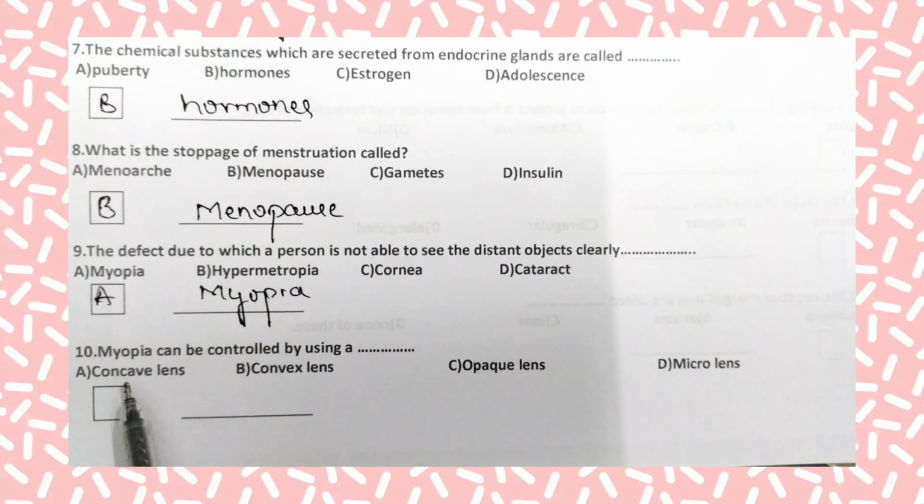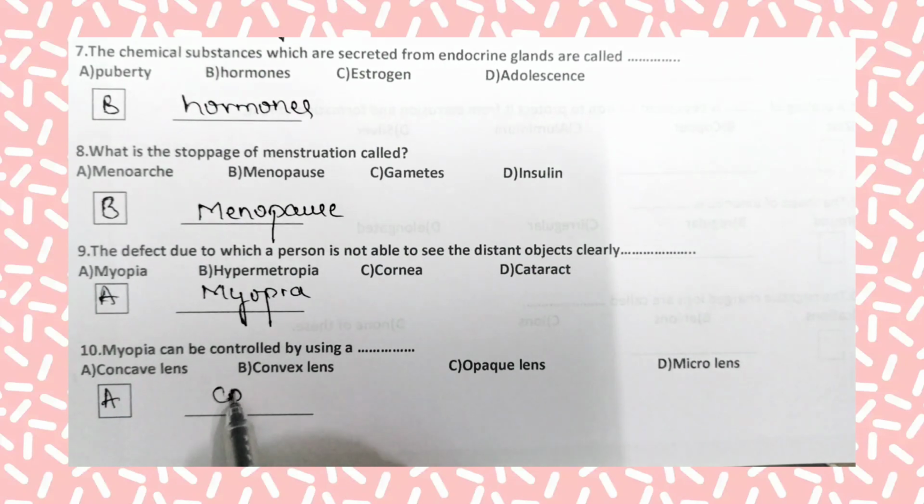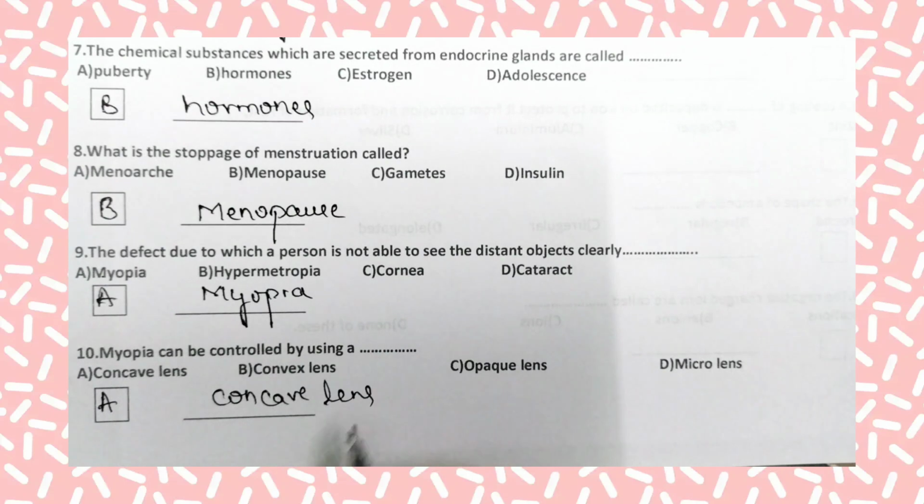Next, the 10th question. Myopia can be controlled by using concave lens, convex lens, opaque lens, micro lens. The right answer is option A, that is concave lens. By using concave lens. So now let us answer the 11th question.